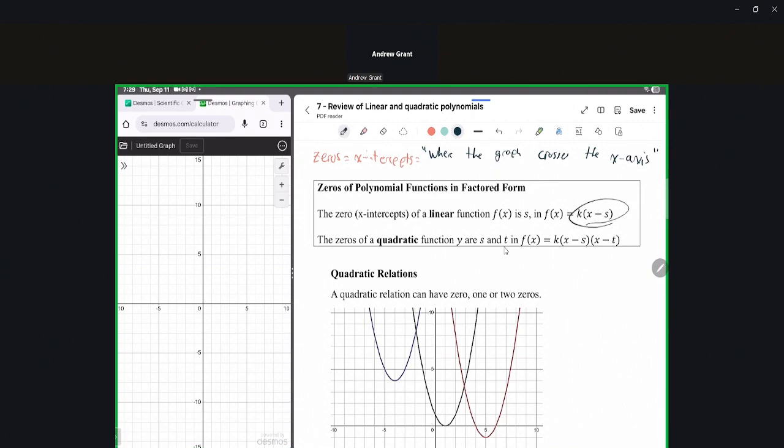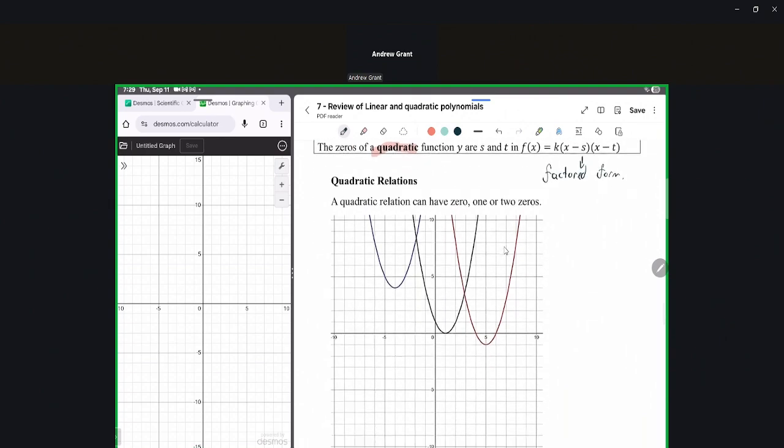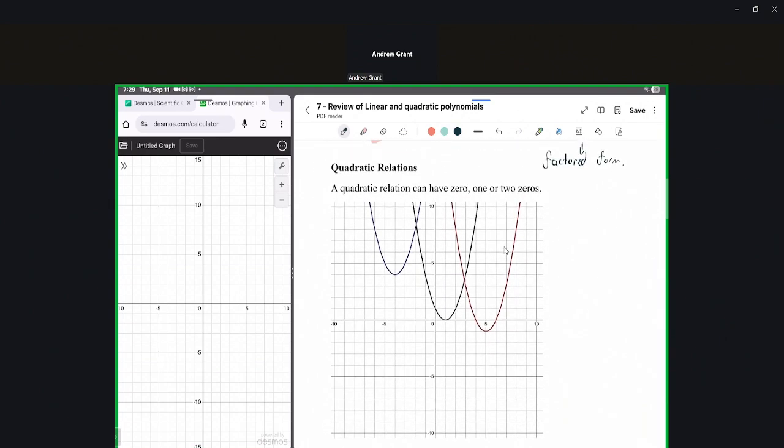Okay. For a linear function, if they happen to look like this, you can get the x-intercept. Most people don't use the x-intercept form of the linear polynomial since there's no real need to. However, we do use the factored form, is what this is called. So the zeros of a quadratic function y are s and t in this one. So this, or what we said earlier, was called the factored function.